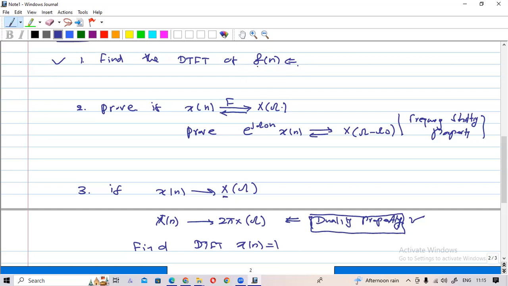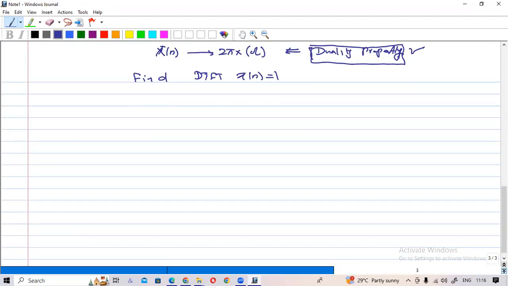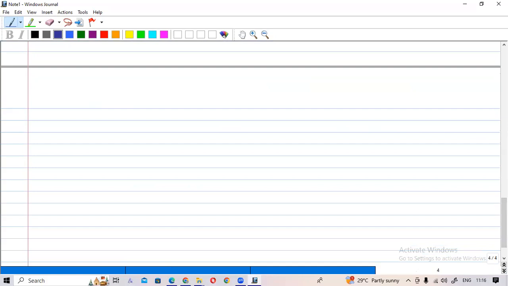Use the identity. So quickly tell me, what is the answer for this one? Take 5 minutes and think. Okay, so we are going to find the discrete time Fourier transform of delta n.